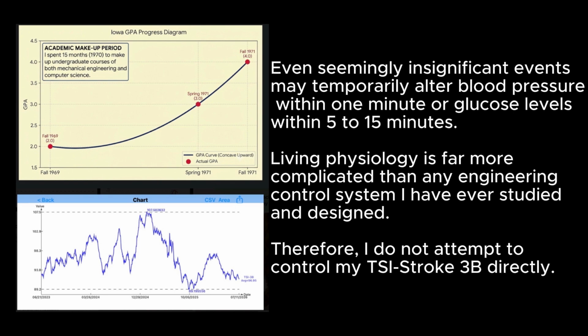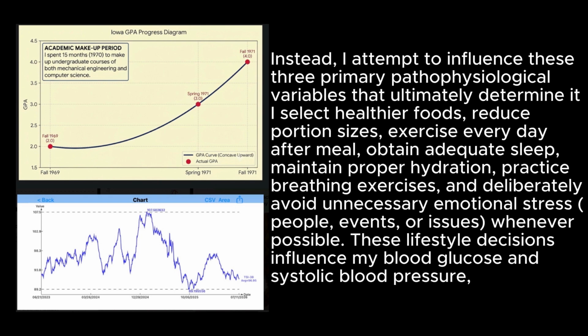Even seemingly insignificant events may temporarily alter blood pressure within 1 minute or glucose levels within 5 to 15 minutes. Living physiology is far more complicated than any engineering control system I have ever studied and designed. Therefore, I do not attempt to control my TSI-Stroke3B directly. Instead, I attempt to influence these three primary pathophysiological variables that ultimately determine it. I select healthier foods, reduce portion sizes, exercise every day after meals, obtain adequate sleep, maintain proper hydration, practice breathing exercises, and deliberately avoid unnecessary emotional stress, people, events, or issues whenever possible.